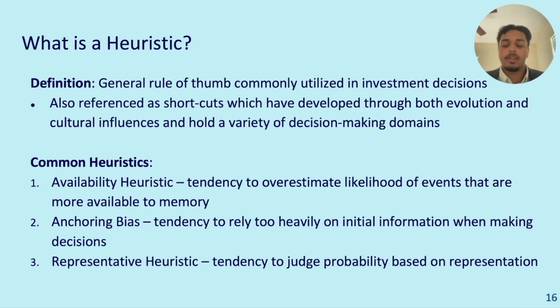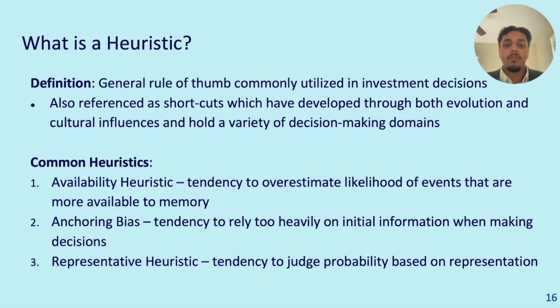So, what is a heuristic? By definition, it is the general rule of thumb which is commonly practiced in investment decisions. More simply, it is a neurological shortcut which has been developed through both time passing and cultural influences. Some of the most commonly utilized ones include the availability heuristic, which is the tendency to overestimate the likelihood of events that are more readily available in memory.